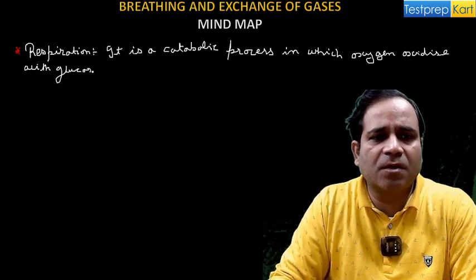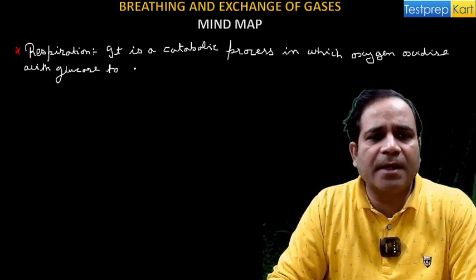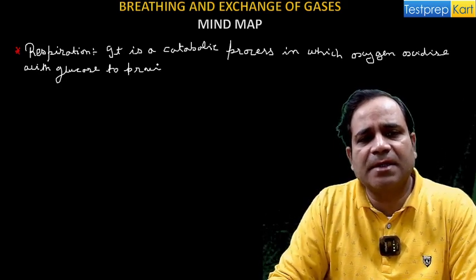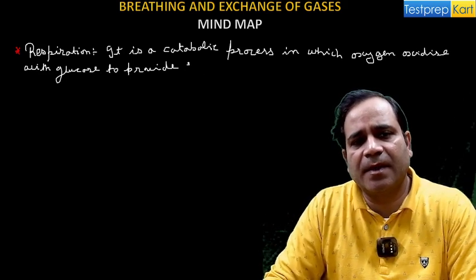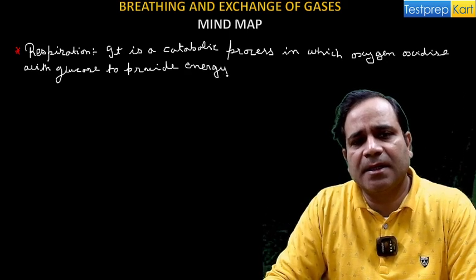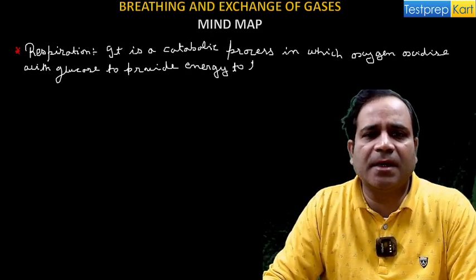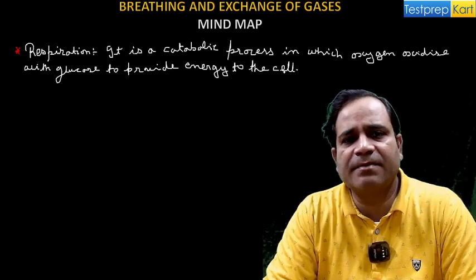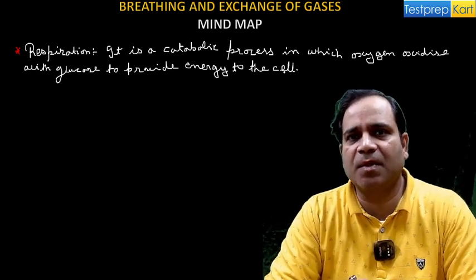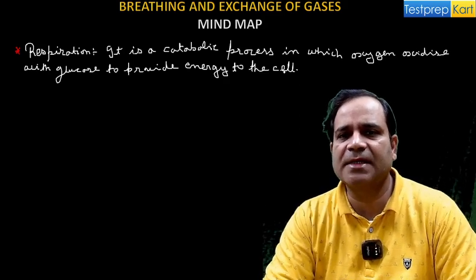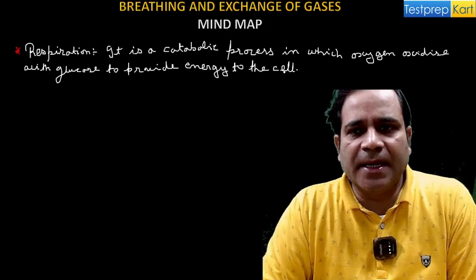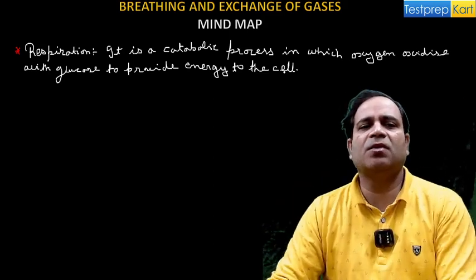Oxidize with what? Glucose, to provide energy to the cell. Getting my point? So here respiration is nothing but a catabolic process, and that very catabolic process is responsible for the oxidation of glucose. Whenever I say oxidation of glucose, what does it mean?